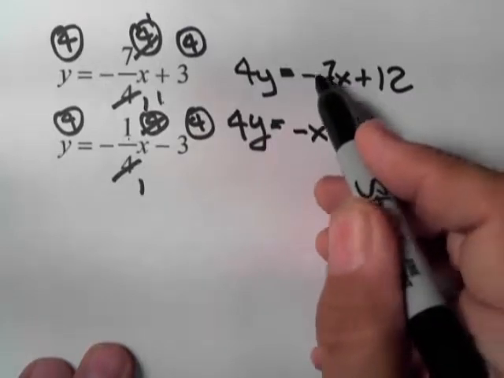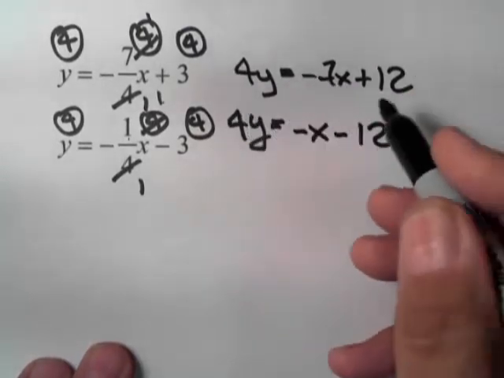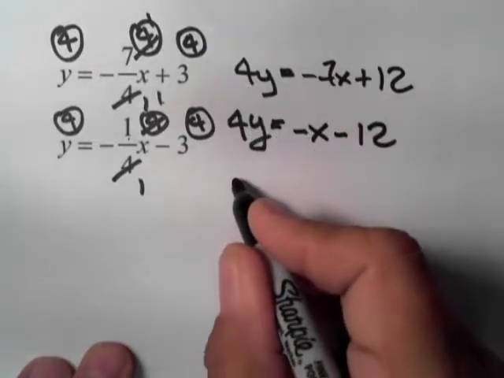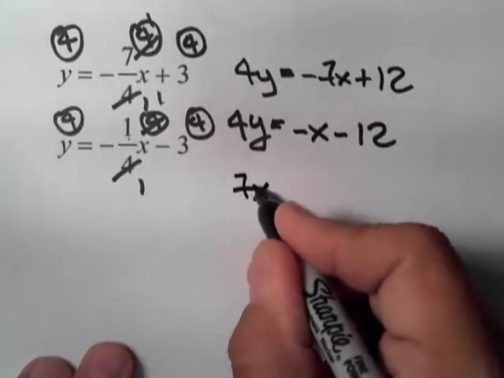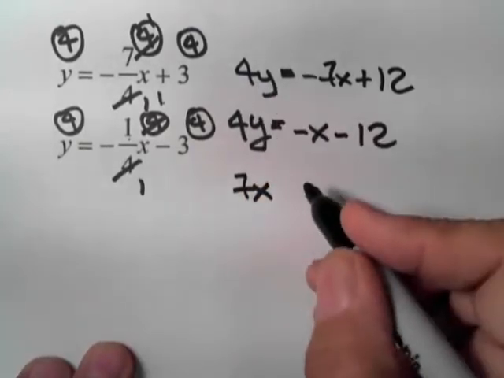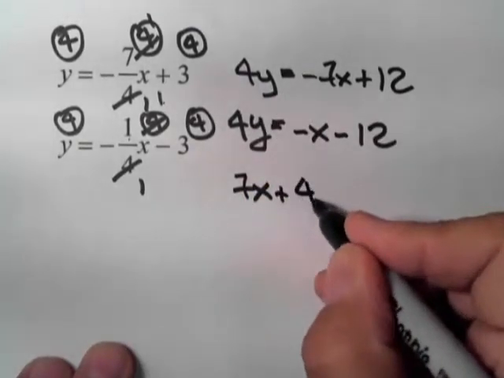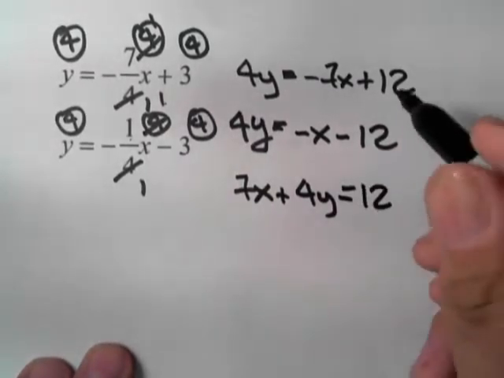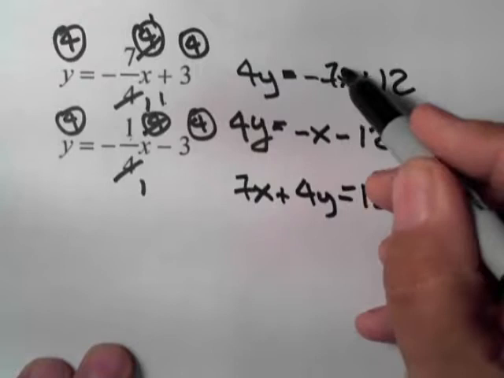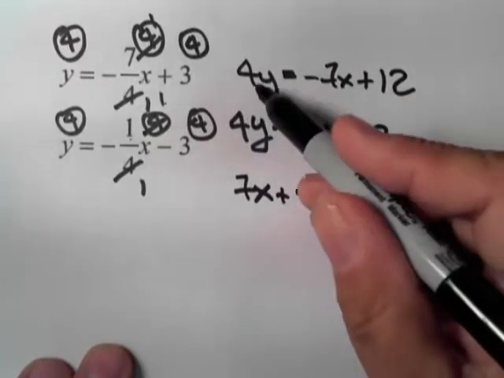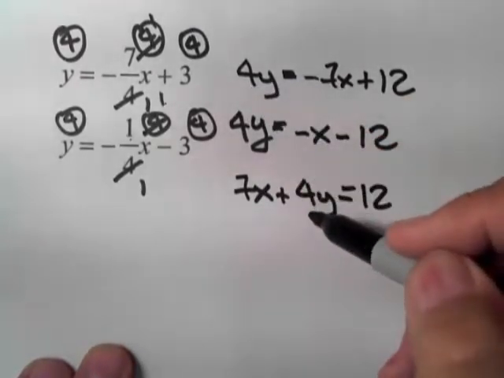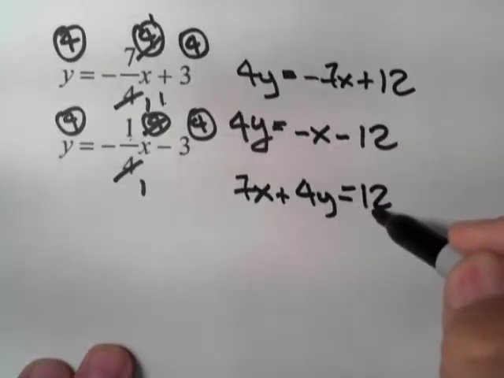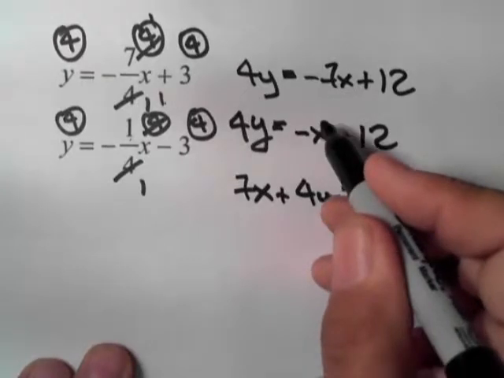Now, of course, we've got to put these in standard form. So I've got to jump this negative 7x over to the other side, so it's going to become positive 7x. We've got positive 4y here already, and this then equals 12. Now let's double check again. Negative 7x goes over as positive 7x. The 4y was on the left, it was positive, so it stays there. The plus 12 was on the right where we wanted it, so it stays there.